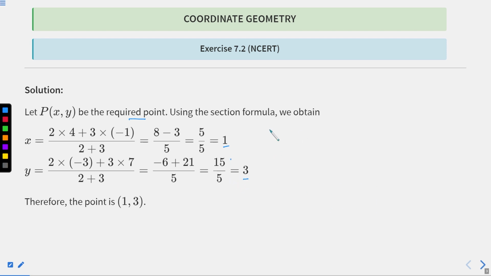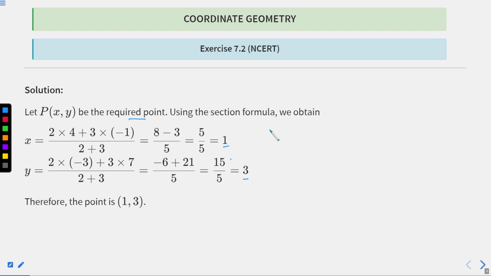Here we basically use the section formula. We know that if a point P of x comma y divides the join of 2 points A x1 comma y1 and B x2 comma y2 in the ratio m1 is to m2, then by the section formula we get the coordinates of x comma y as m1 x2 plus m2 x1 divided by m1 plus m2, comma m1 y2 plus m2 y1 divided by m1 plus m2.